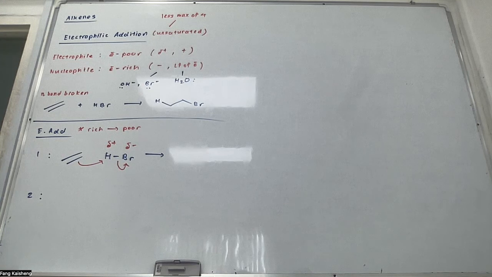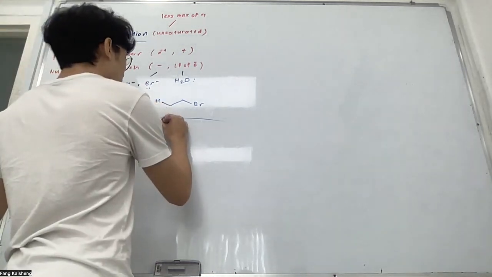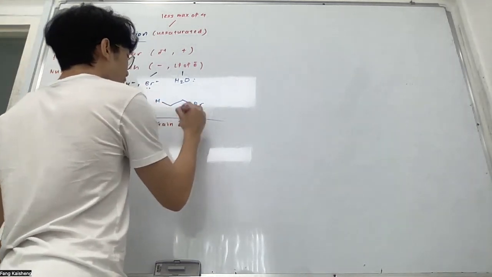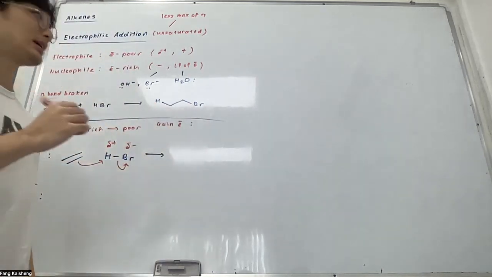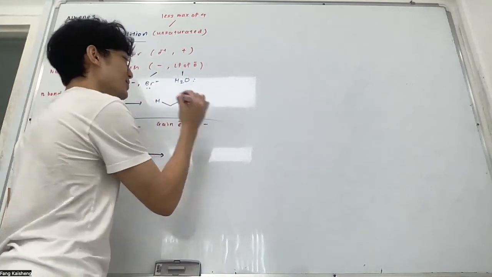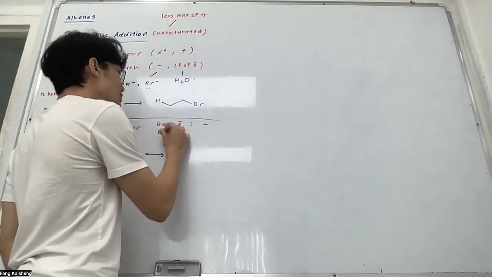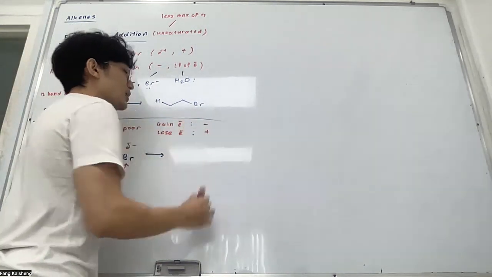Now remember the second rule of mechanisms, okay? We have rich attacking poor. That's rule number one. The second rule to bear in mind is this. Guys, when you gain electrons, what charge will you have? Plus or minus? Okay, definitely minus charge. Gain something is always a minus charge. Okay, then you, on the other hand, when you lose electrons, you must then have a plus charge.